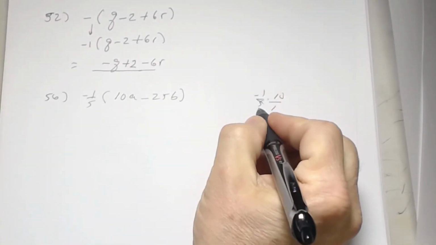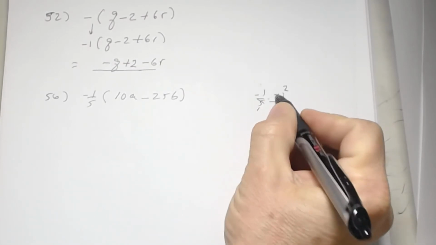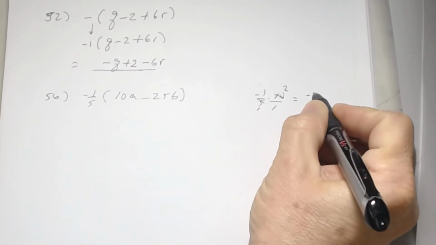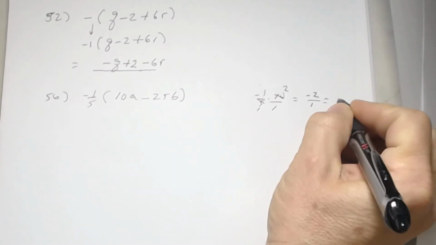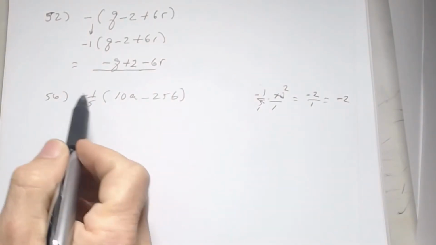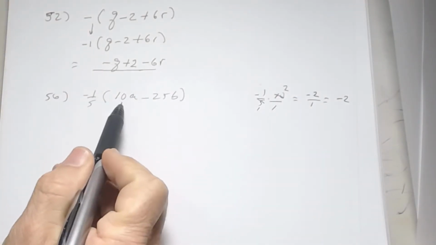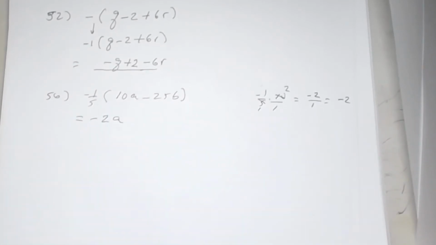5 into 5 is 1. 5 into 10 is 2. And now multiply. What's negative 1 times 2? Negative 2. What's 1 times 1? And what's negative 2 divided by 1? Negative 2. So therefore, negative 1/5 times 10a is what? Negative 2a. That's what I just found.